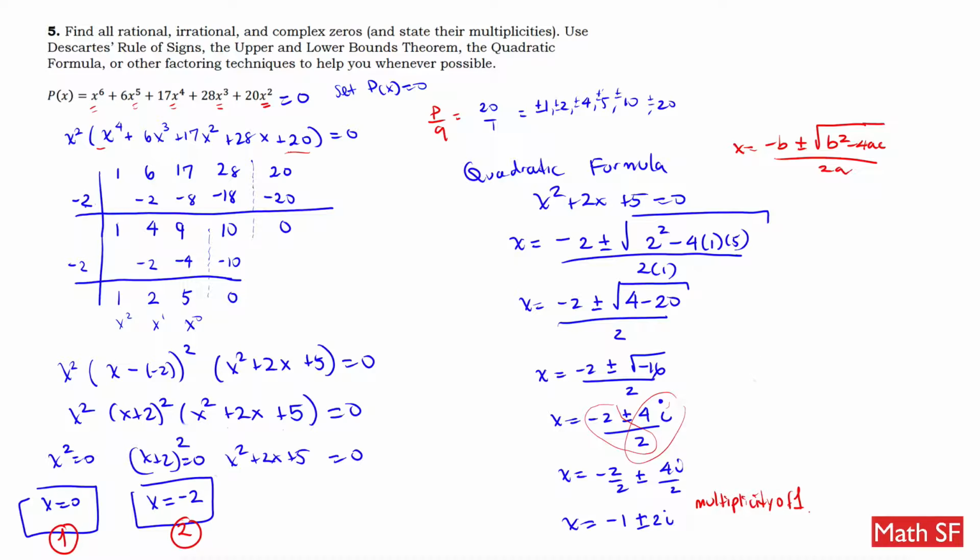So in summary, let's answer the question. It says find all the zeros, so the zeros will be, I'm going to write it here, zeros. So my zeros will be 0, with actually multiplicity of 2, so I have a typo here. That should be multiplicity of 2 because it's x squared. So the 0 with multiplicity of 2.